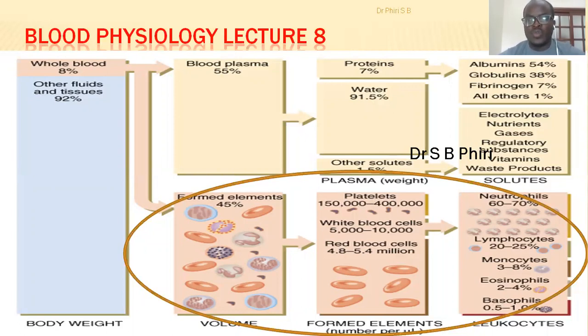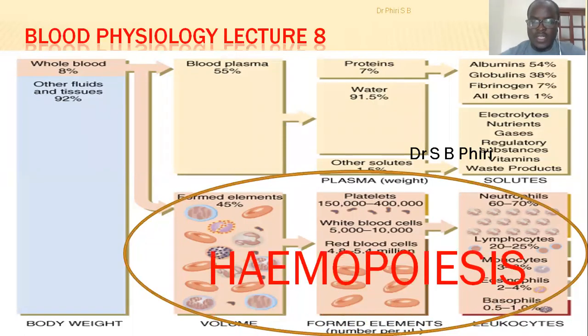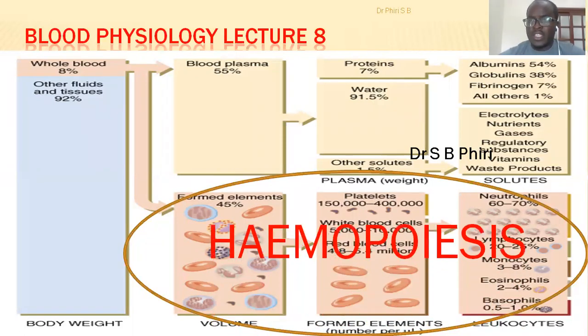But sometimes, due to pathology or certain diseases, the platelet count can decrease or increase, depending on the conditions that we'll be discussing towards the end of the class. Platelet formation, or thrombopoiesis, is part of hemopoiesis. Hemopoiesis is the process by which formed elements are formed within the bone marrow and other structures that can also participate in hemopoiesis.